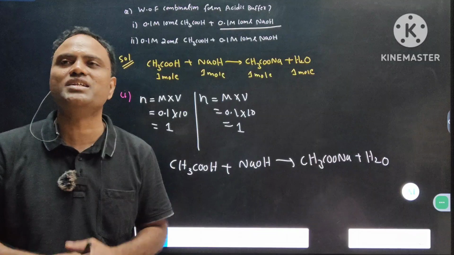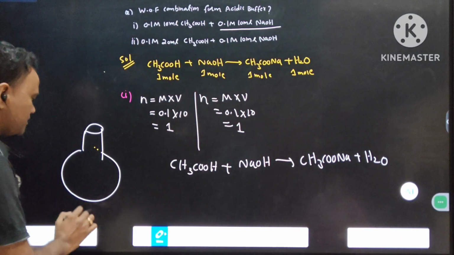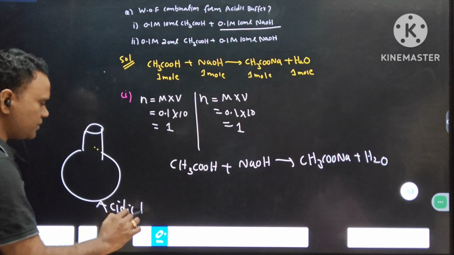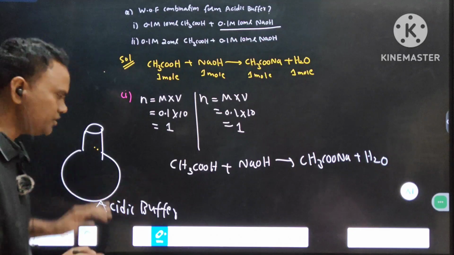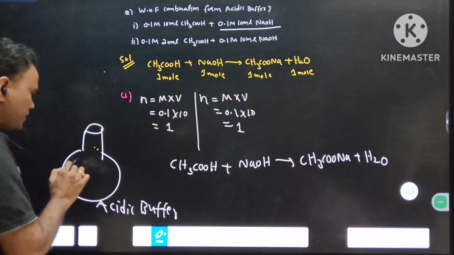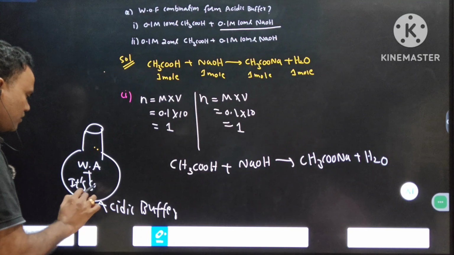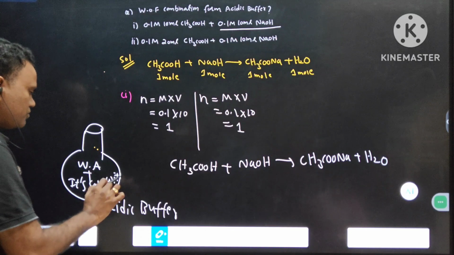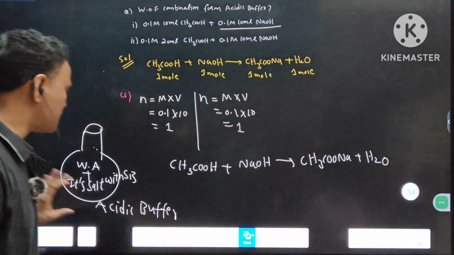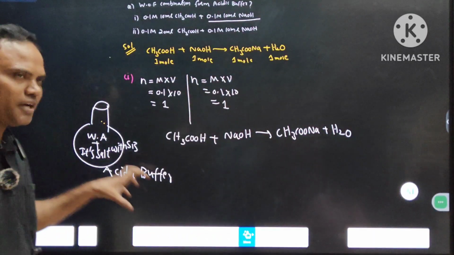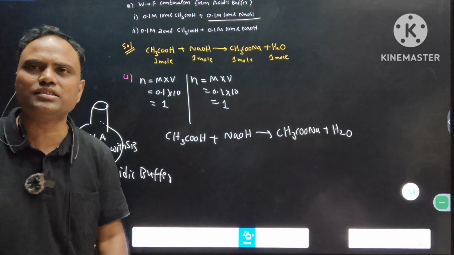When we call a particular mixture an acidic buffer, for example, see, in a beaker, acidic buffer is present. Inside, what may be present? A weak acid should be present, plus a salt of a strong base. If these two are present, then the total beaker is called an acidic buffer. Inside the beaker, if weak acid is present and salt of strong base is present, then you can call the total beaker an acidic buffer.